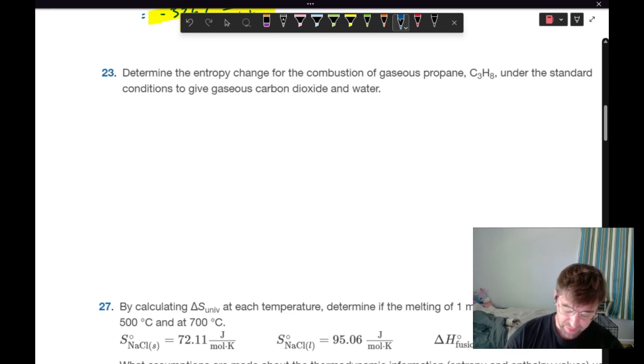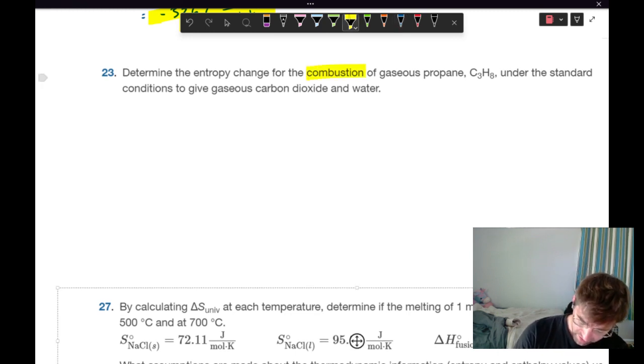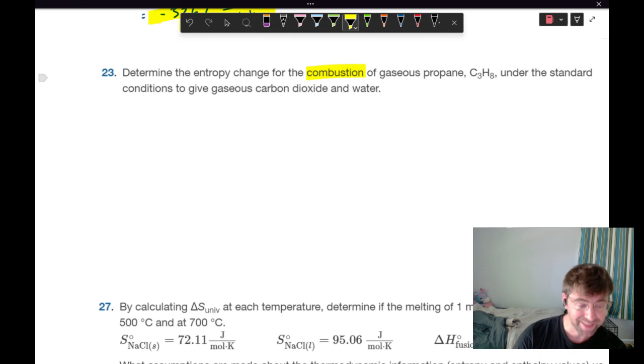Question 23, determine the entropy change for the combustion of gaseous propane, or C3H8, under the standard conditions to give gaseous carbon dioxide and water. So we're given a couple of hints here. Combustion reaction. This is a strong oxidizing reaction. And they've given us a chemical formula, which is helpful, and standard conditions. So we know we're dealing with that delta S naught value. And so we can use tabulated values.